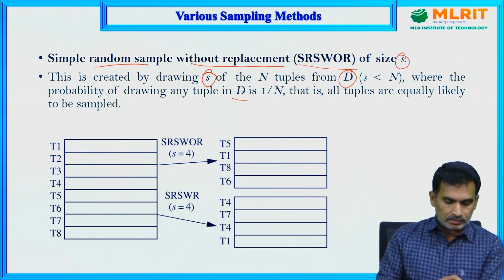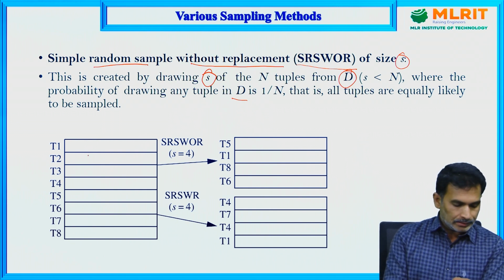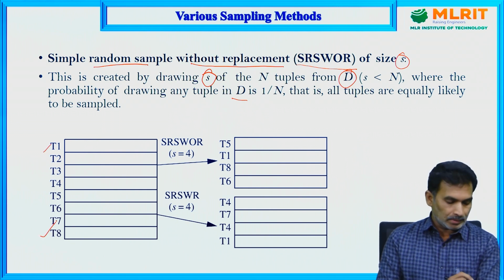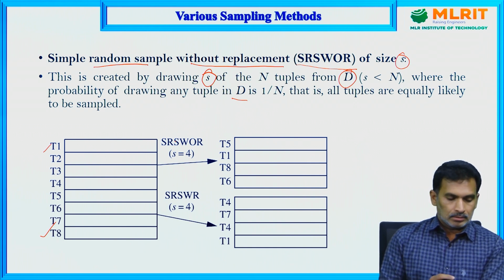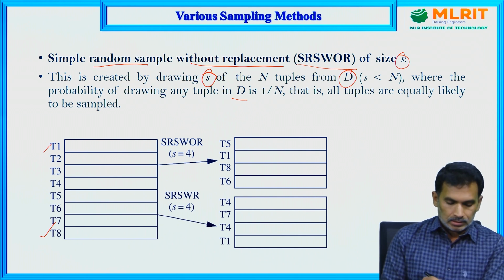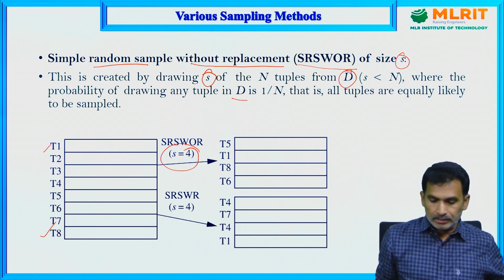From this diagram you can understand that. These are the tuples: tuple 1, 2, 3 and so on up to tuple 8. By using simple random sample without replacement, we select 4 tuples, and this is the sample.